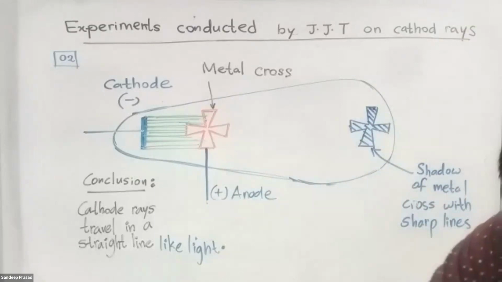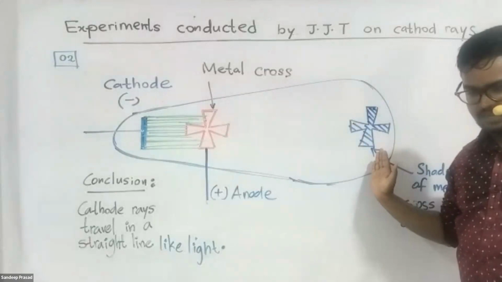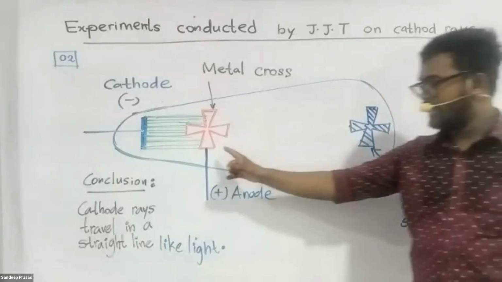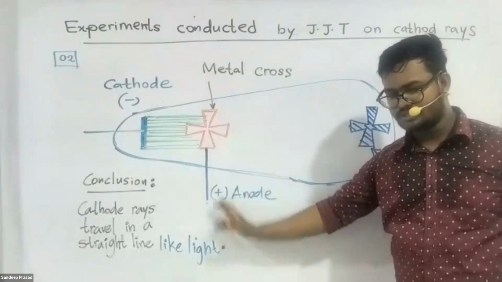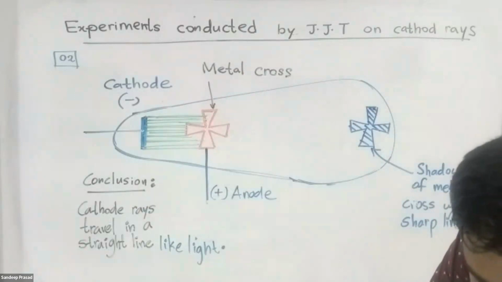Falling beyond the anode? No, actually, don't worry. The anode won't interfere with this image, because the anode is connected to this metal cross. So now the metal cross looks like an anode. Therefore, some of the cathode rays collide with the anode, and the remaining cathode rays pass. That's how we get the image. The anode won't interfere with that.